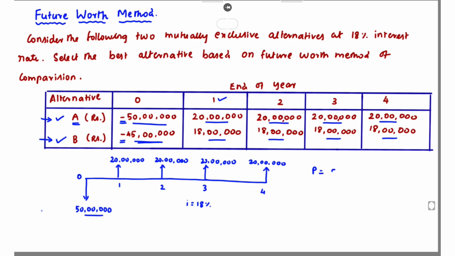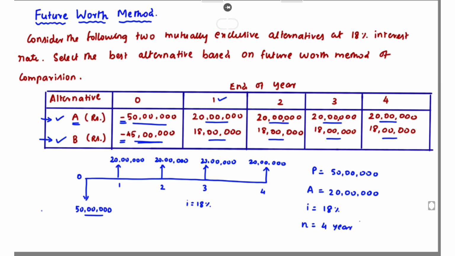Investment is 50 lakhs. The second thing is the annual equivalent revenue. The annual equivalent revenue we call A, that is 20 lakhs. Then I, the interest rate, is 18 percent. The lifetime of the alternate, N, is 4 years. These are all the given values.